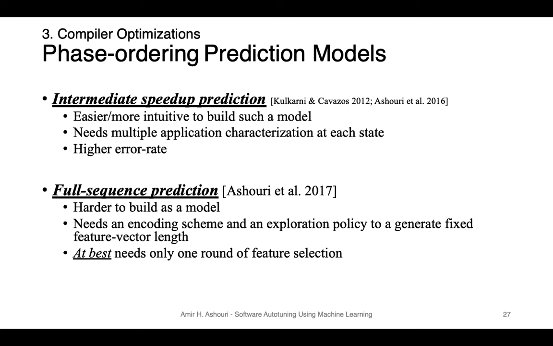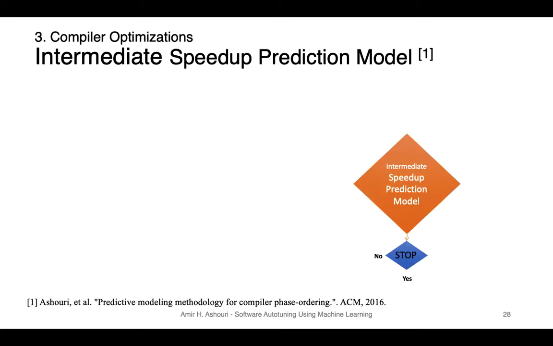So let's talk about the intermediate speedup model first. Suppose you have constructed an intermediate speedup prediction model, and it won't stop unless it hits the stop condition. This could be reaching certain speedups like 1.3, 1.4, or you're interested in optimizing it 5 times, 10 times. That's the price you want to pay.